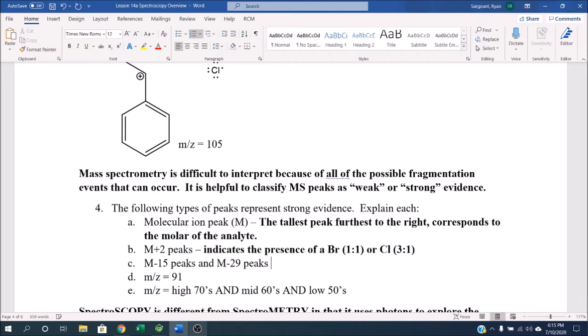and M-29 peaks typically denote the loss of a methyl group or an ethyl group. The ethyl group weighs 29 and the methyl group weighs 15.